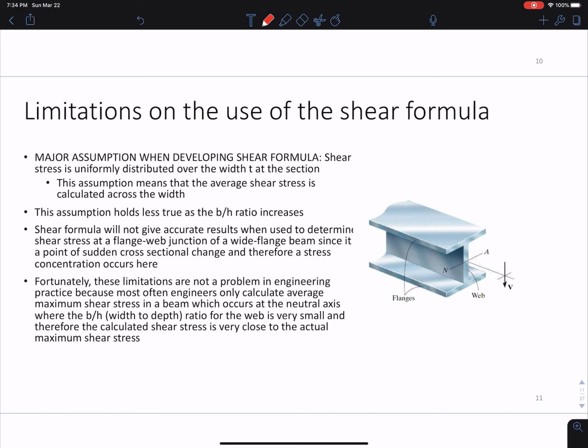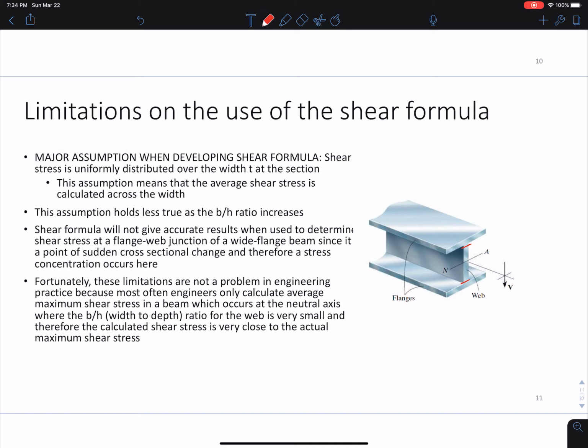So what we need to do basically is take some special considerations when we have these junctions. A flange-web junction is something like this, where the flange and web meet. And I'll show you what our shear stress profile will look like when we have that junction.